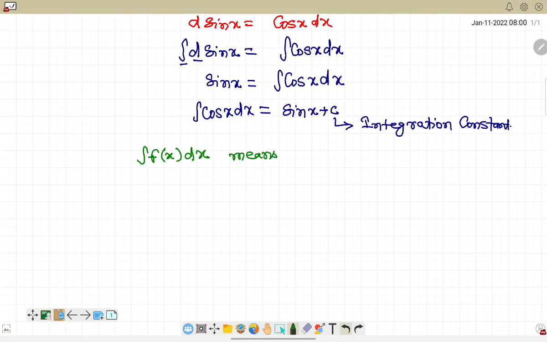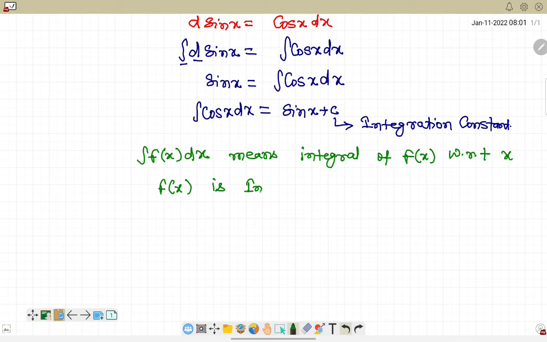It means integral of f(x) with respect to x. This is called the integral of f(x) with respect to x. Here f(x) is called the integrand. What is the name of f(x)? f(x) is called the integrand.